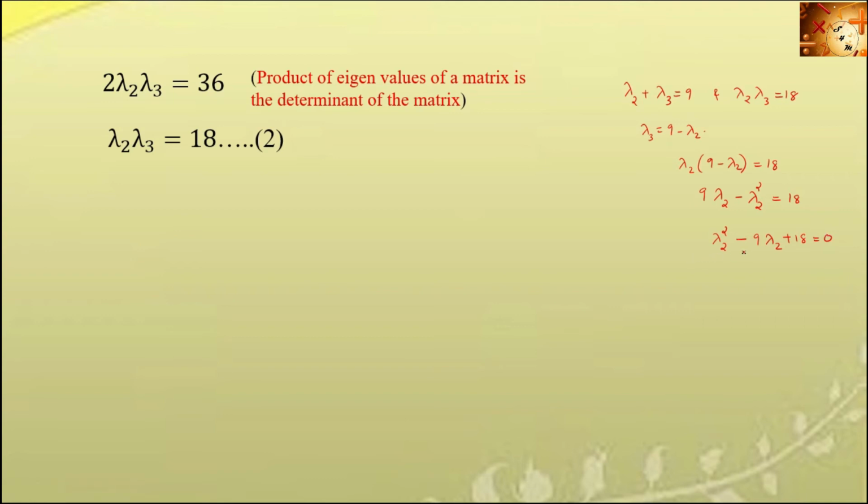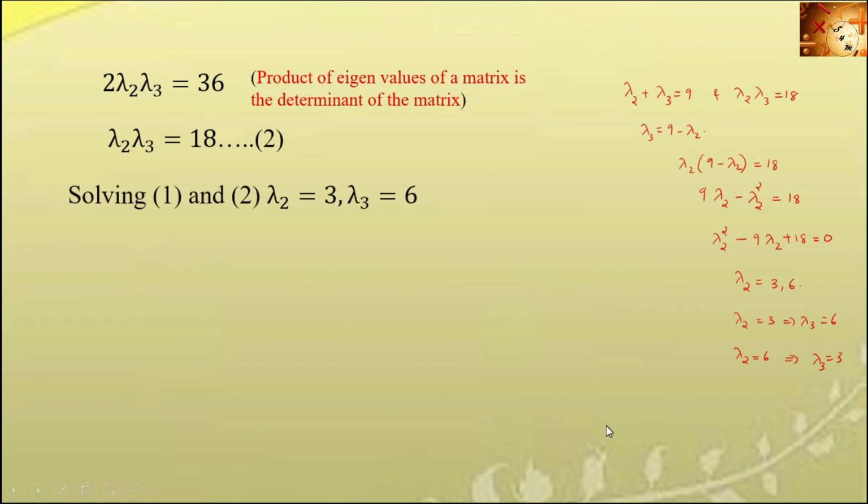For solving this quadratic equation, we got lambda 2 equal to 3 and 6. So lambda 2 equal to 3. When lambda 2 is equal to 3, we got lambda 3 as 6. If lambda 2 is 6, we got lambda 3 as 3. Okay, so the eigenvalues are 3 and 6. Solving 1 and 2, we got lambda 2 equal to 3 and lambda 3 equal to 6. So the three eigenvalues are 2, 3 and 6.